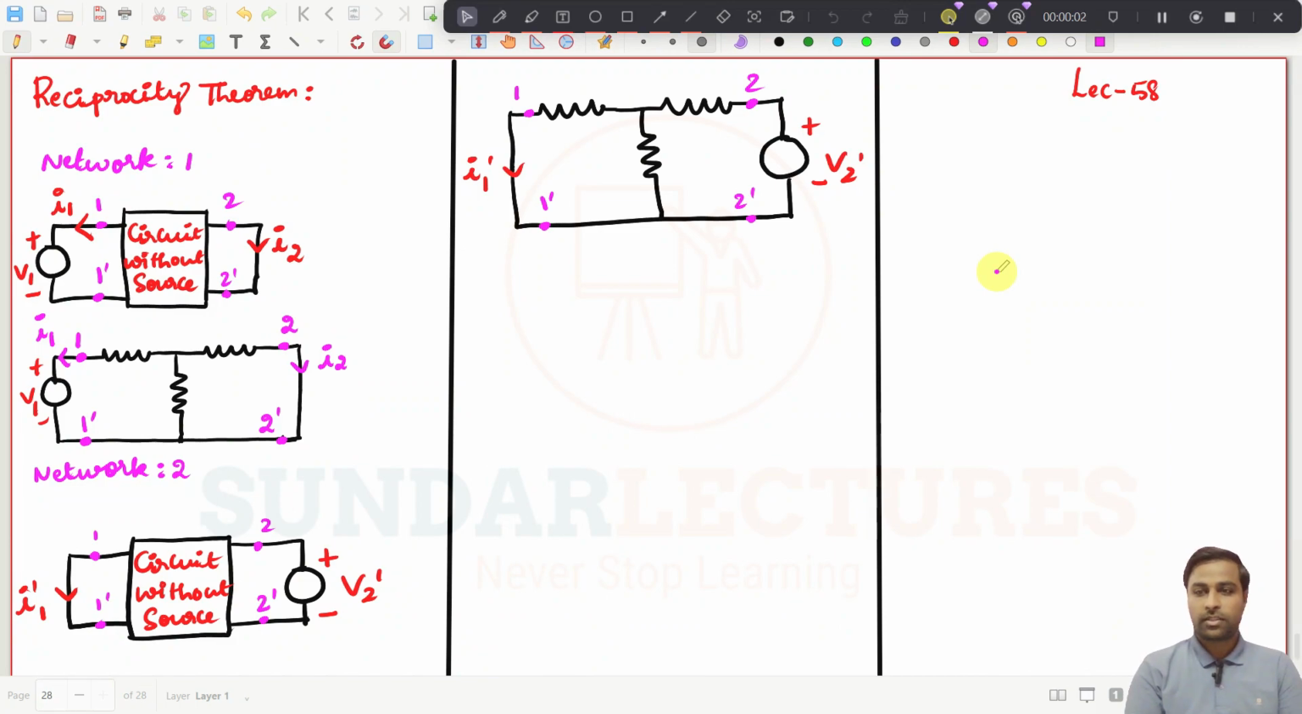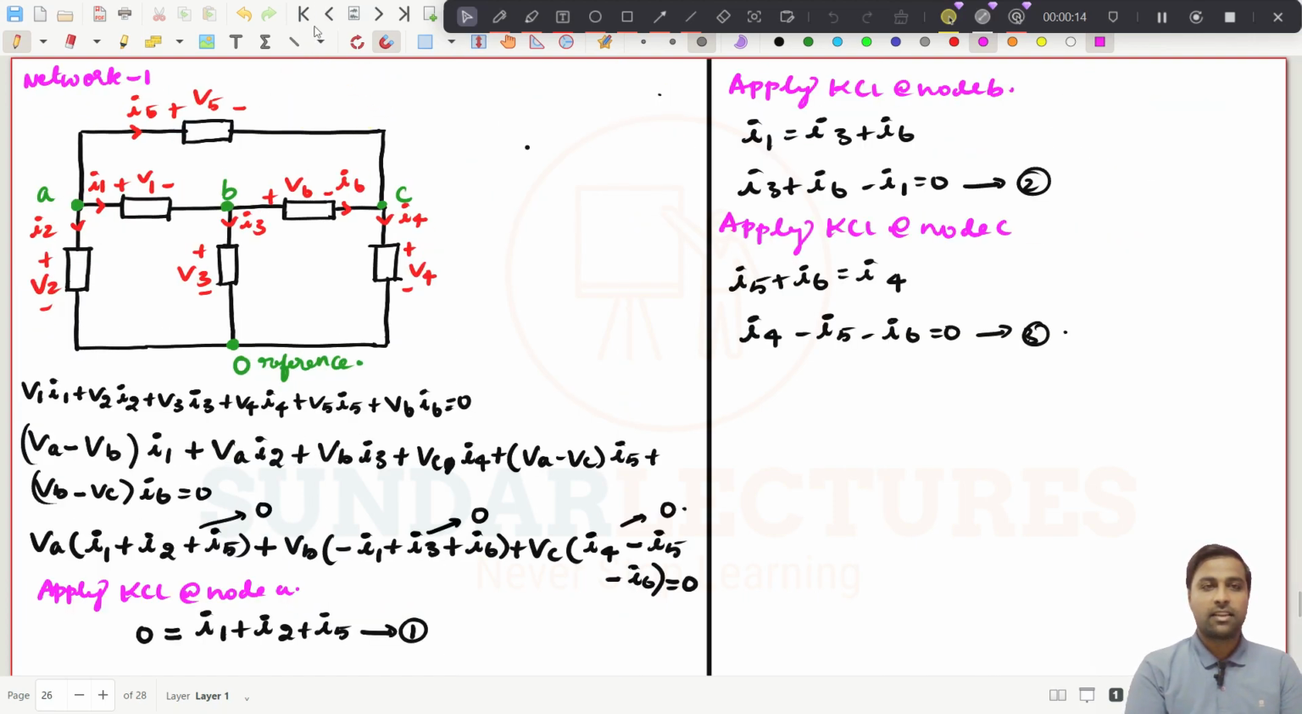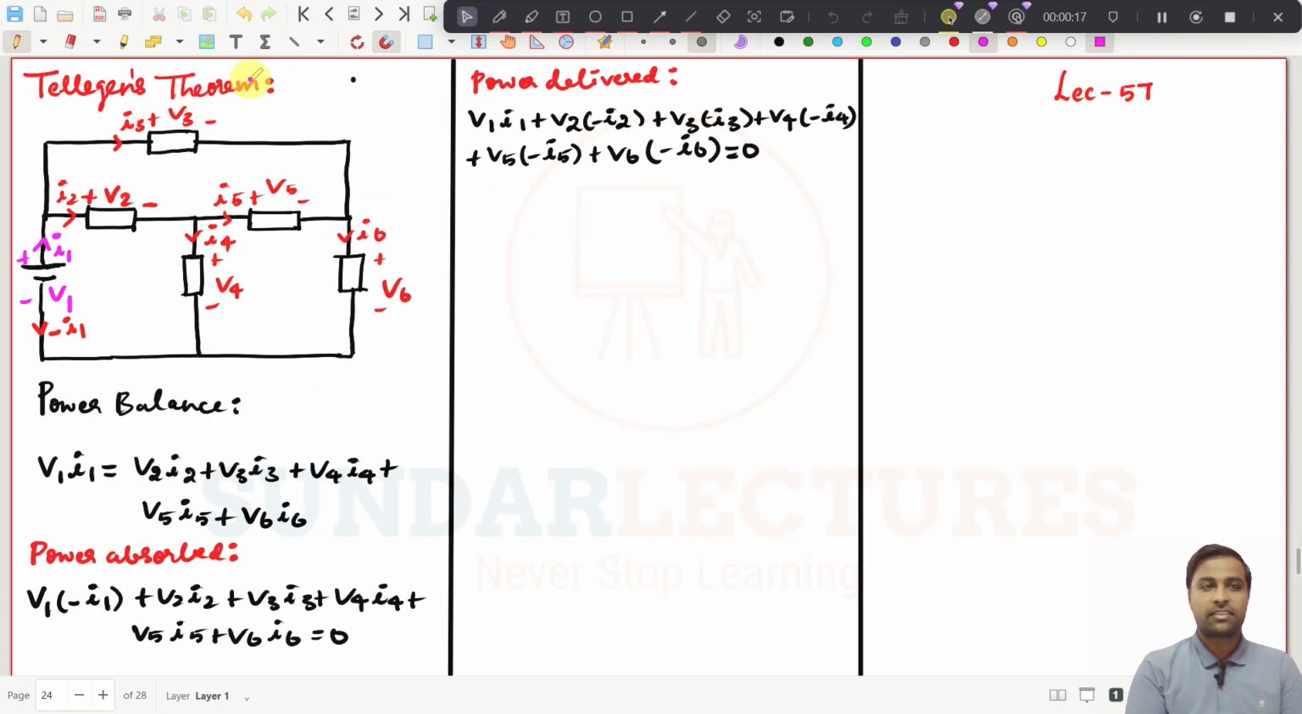Welcome to Sundar's lecture. This is lecture number 58, and in this lecture we are going to see the reciprocity theorem. Before that, what are all the topics we have seen in the previous class? We have taken the intelligence theorem in the previous class, and we have discussed what the intelligence theorem is.